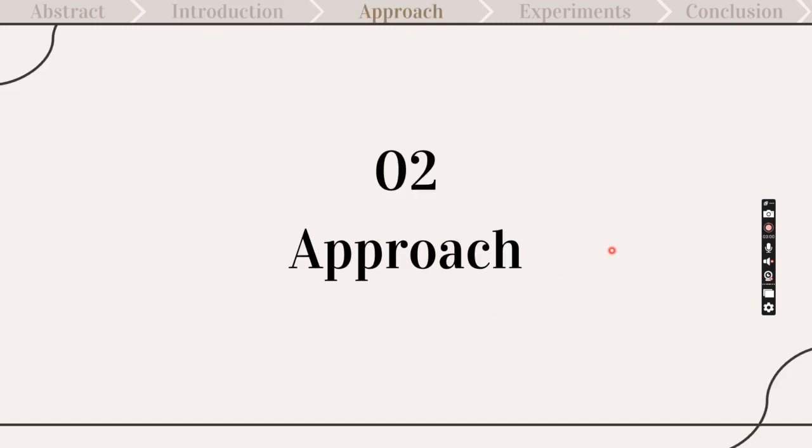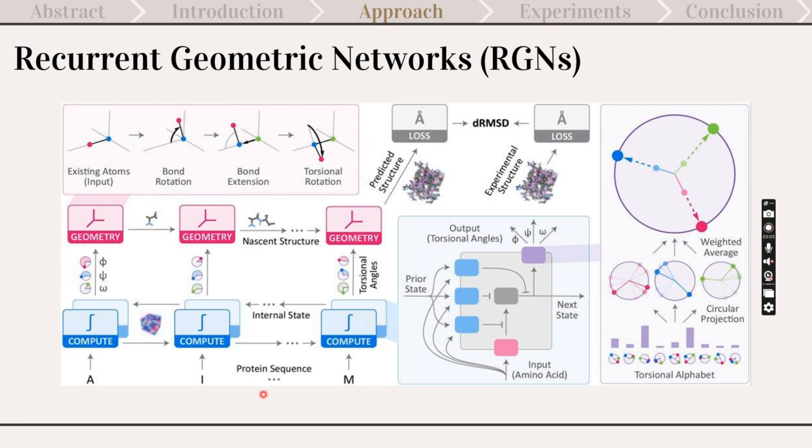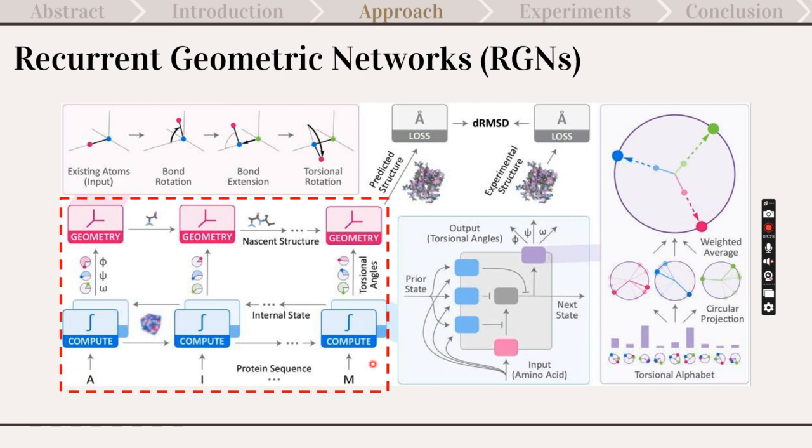So what exactly is the approach? This is the overview of the model. As we can see, the input is a protein sequence, and the output is a predicted 3D structure, giving coordinates of each amino acid, basically, of course, atoms. This is the main model of the RGNs. You can see that it consists of two kinds of units. One is the computational unit, and one is the geometry unit.